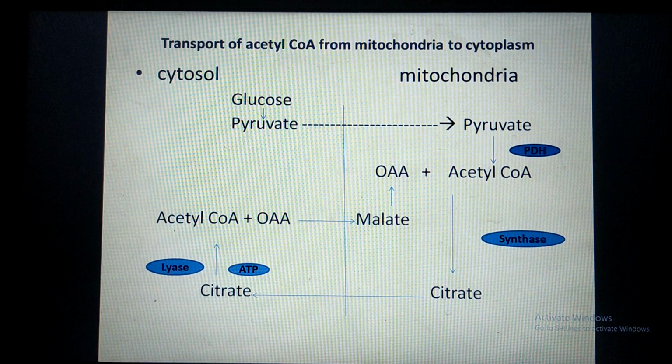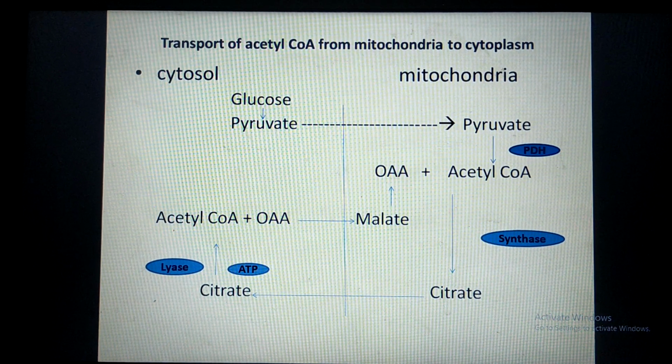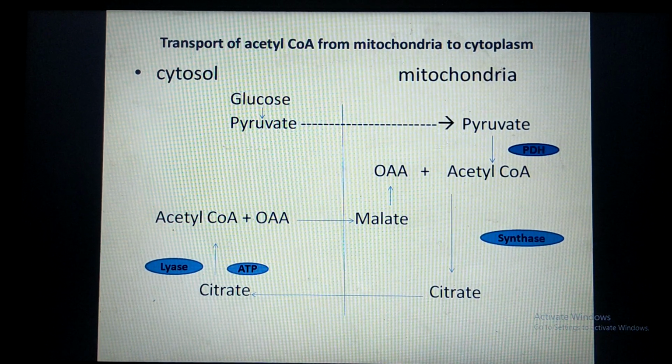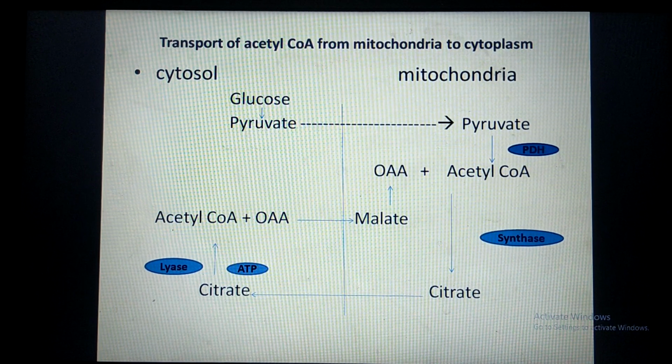Now this acetyl-CoA is impermeable to the inner mitochondrial membrane, therefore it combines with oxaloacetate to form a compound called citric acid or citrate. The enzyme required for this step is citrate synthase. So this is the first step of Krebs cycle.